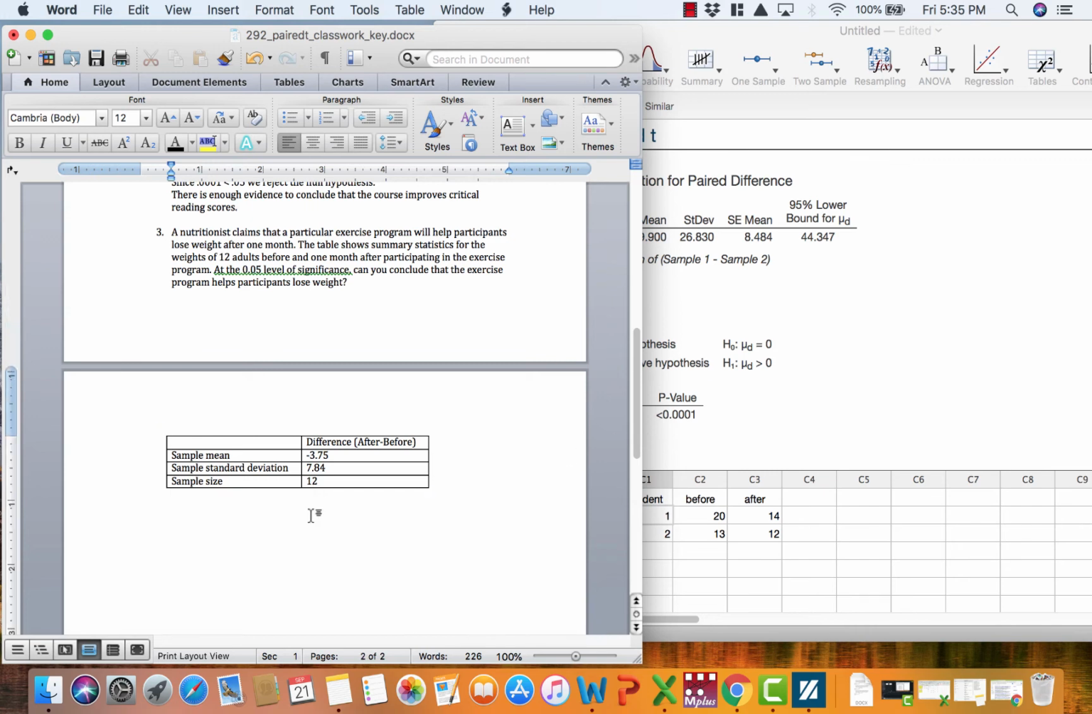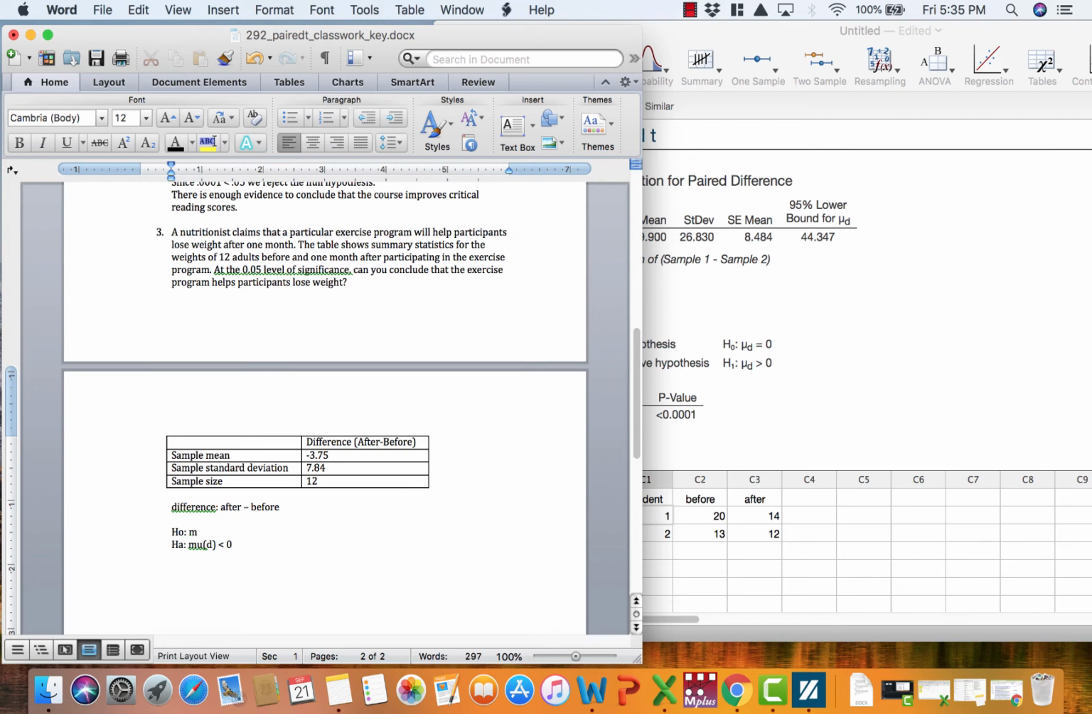All right, so we know this is going to be paired t. The difference is defined as after minus before. All right, now what do we want to test? We want to test if people lose weight, right? So their weight after is less than their weight before. If the weight after is less than their weight before, then what we are testing is that mu d is less than 0, because we're taking a small number minus a bigger number, and that gives us a negative number.